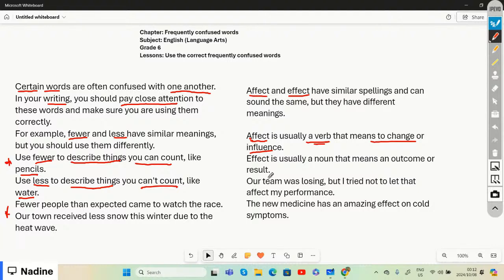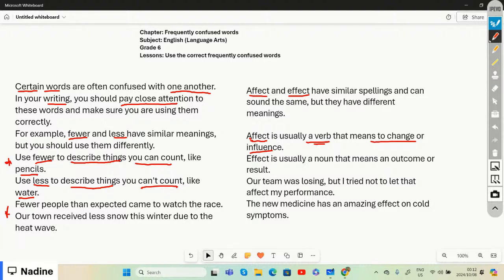So if we look at an example of how we use effect or affect, it says affect is a verb that means to change or to influence. That is affect. It's something that affects you.